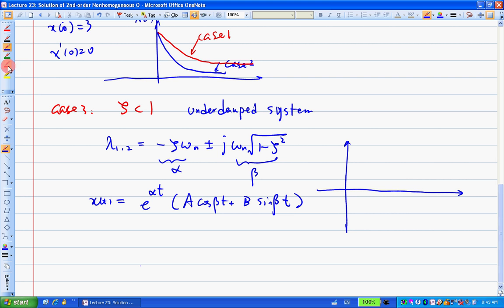Which basically gives you a certain kind of response. Let's say I'm still going to use x(0) equals 3 and x'(0) equals 0 as the initial condition. This is 3 here, right? So you will see something like this. And the boundary of this oscillation, the boundary here, is e^(alpha t). Is that good?